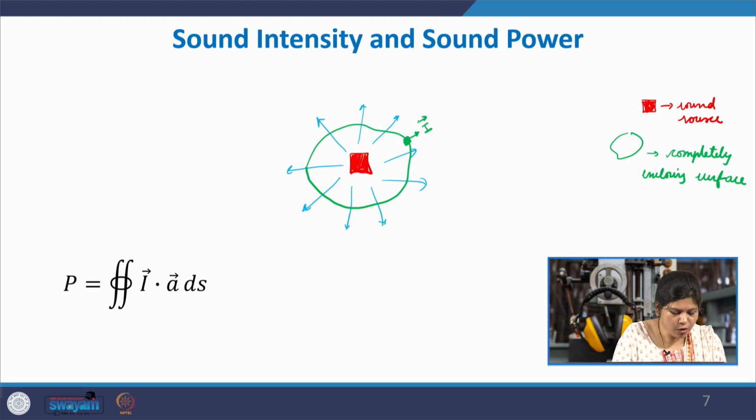Then we have got some area vector which should be normal to the surface area of this infinitesimal element. So, this area vector A is normal to the elemental surface area. We do the dot product, which means we are simply multiplying them, and then we integrate it over the entire surface, then we should be able to get the complete power of the source. So, that is what this equation indicates.